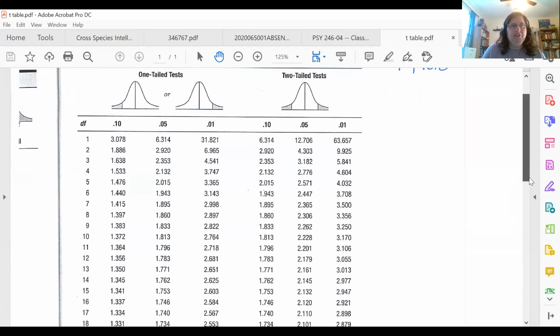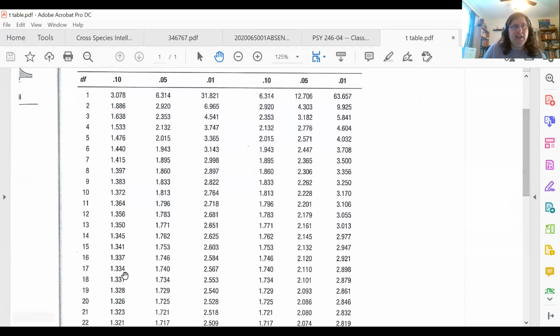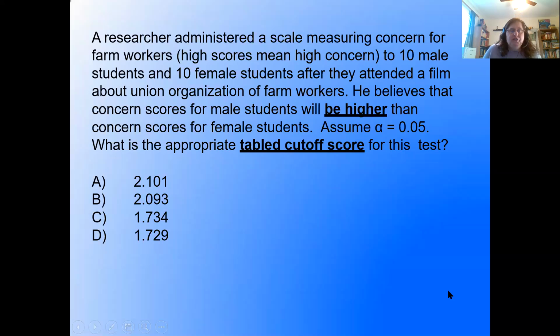Okay, so one-tailed 0.05, we're looking for 18. It's right here. The answer is 1.734. So let's go back. And the answer is C, 1.734. Okay.